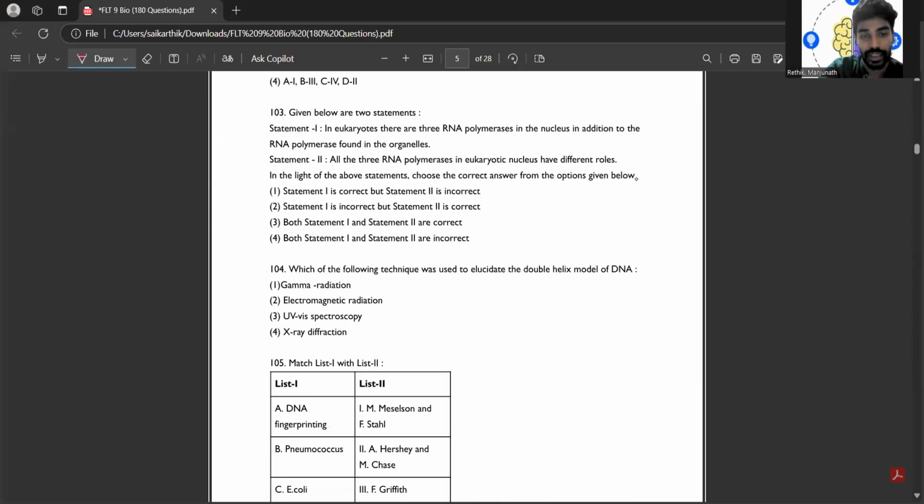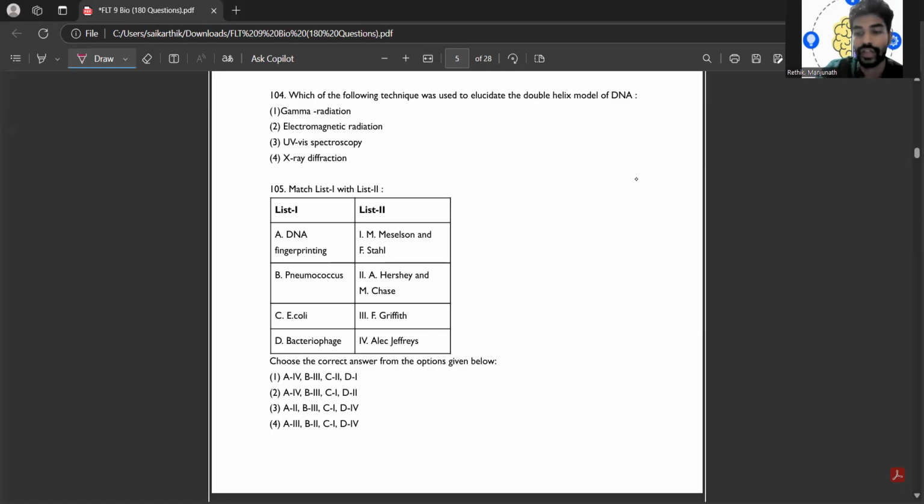Coming to 103 here, given below are two statements. Statement 1: in eukaryotes, there are three RNA polymerases in the nucleus, in addition to the RNA polymerase found in the organelles. Statement 2 says that all the three RNA polymerases in the eukaryotic nucleus have different roles. In the light of the above statements, choose the correct answer from the options given below. So here both statement 1 and statement 2 are correct.